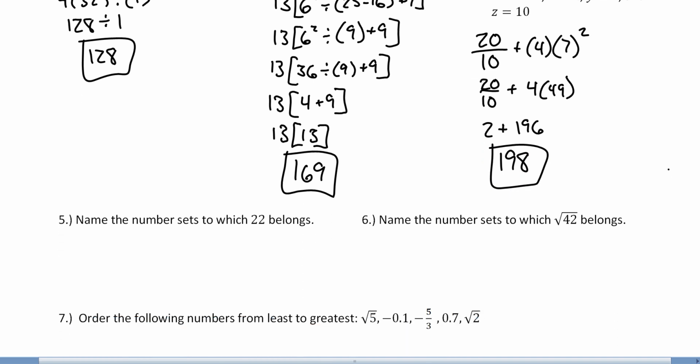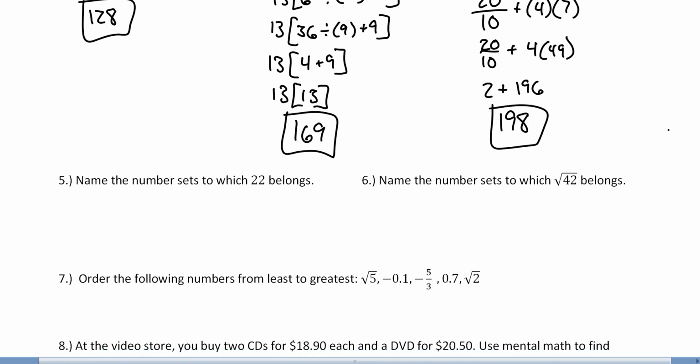If we look at the next one, it says name the number sets to which 22 belongs. 22 is one of my natural numbers. It's those counting numbers, 1, 2, 3, 4, 5, 6, 7, 8, 9, 10, like that. So it's a natural number. Because it's a natural number, that automatically makes it a whole number, because remember, the whole numbers include all the natural numbers. Because it's a whole number, it's automatically an integer, because remember, the integers are the whole numbers and their opposites. And then because it's an integer, it's also a rational number. So we just kind of work our way out from the smallest to the biggest.